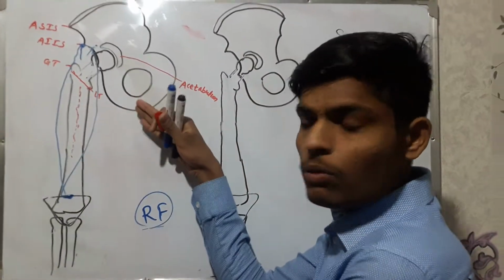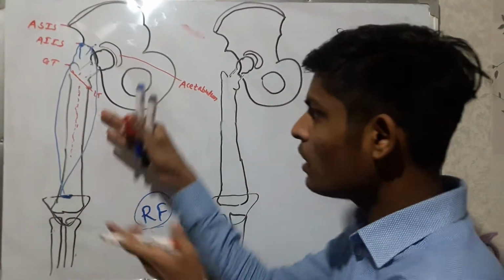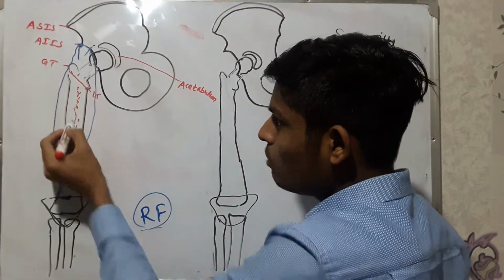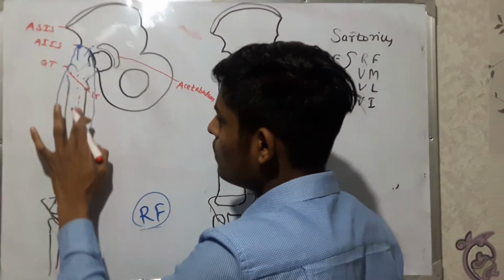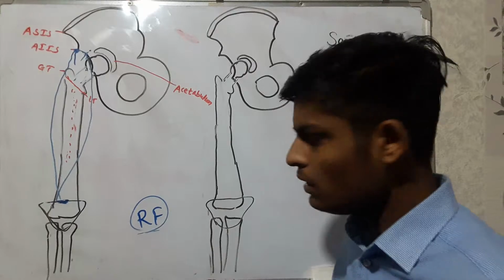This is what we have in anterior view, but this linea aspera will be present on the posterior side. So don't confuse here. This is actually on the posterior surface. That's why I'm drawing it with a dotted line. Okay, so this is posteriorly present.